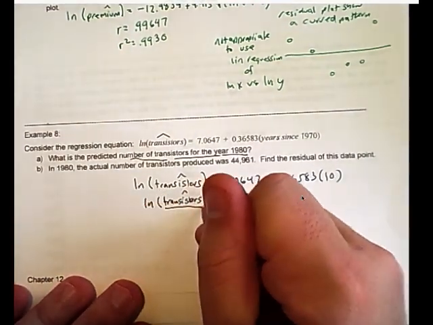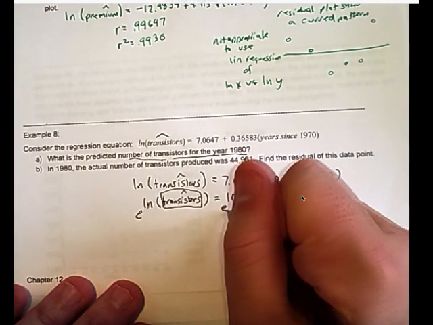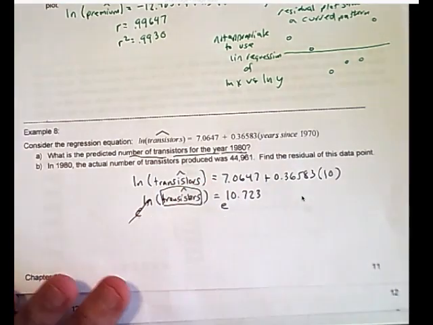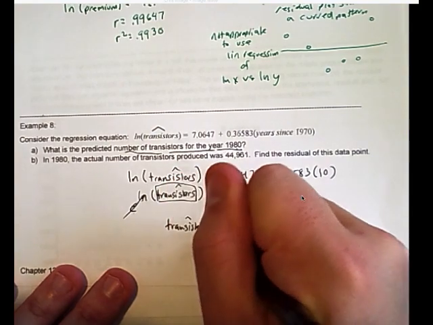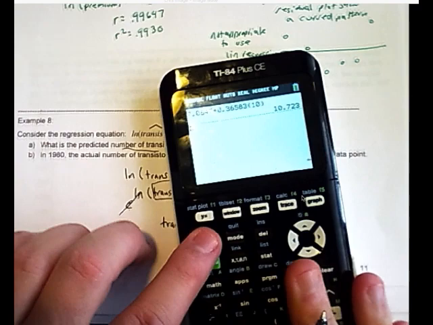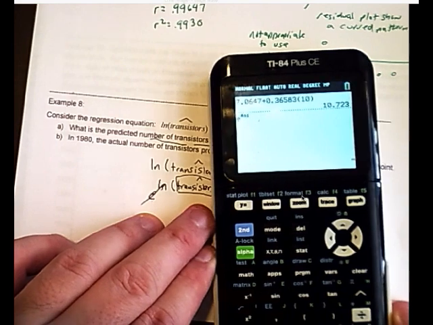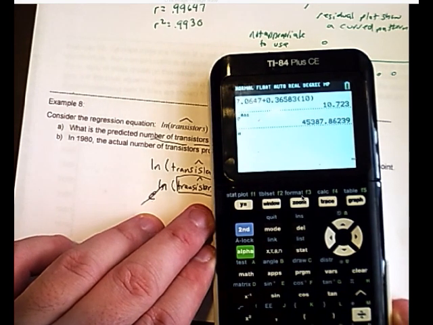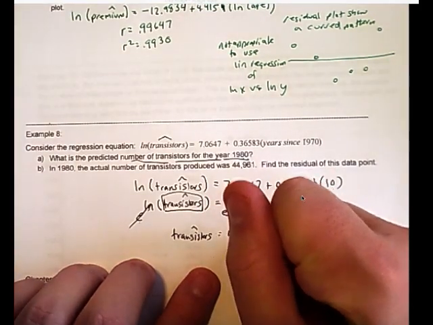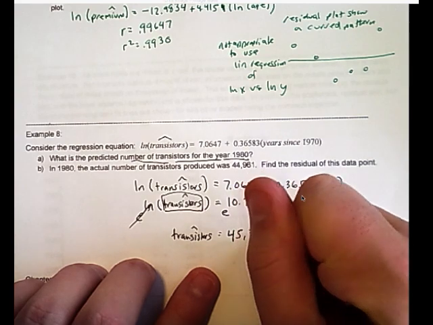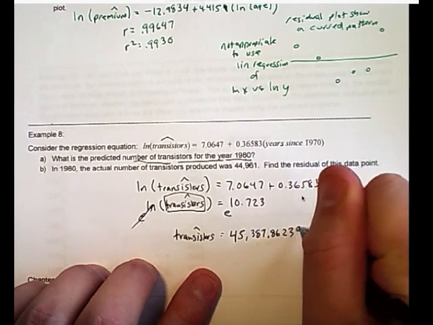We're trying to solve for this. Okay, so how do we get rid of ln? We've got to put an e there because we know e cancels out ln. So predicted transistors is actually e raised to that power. So the predicted number of transistors is 45,387.86239. That is the answer.